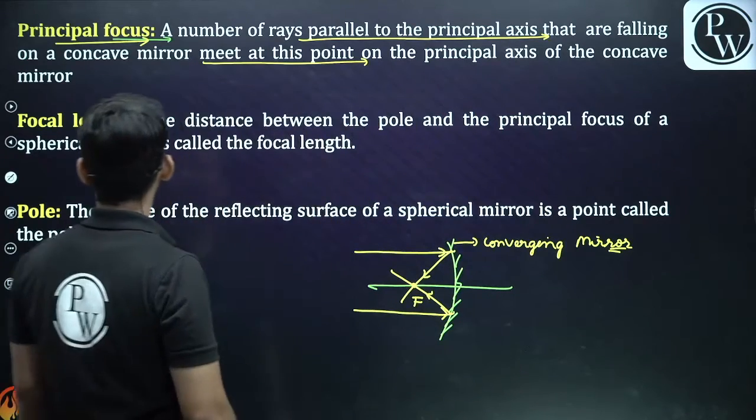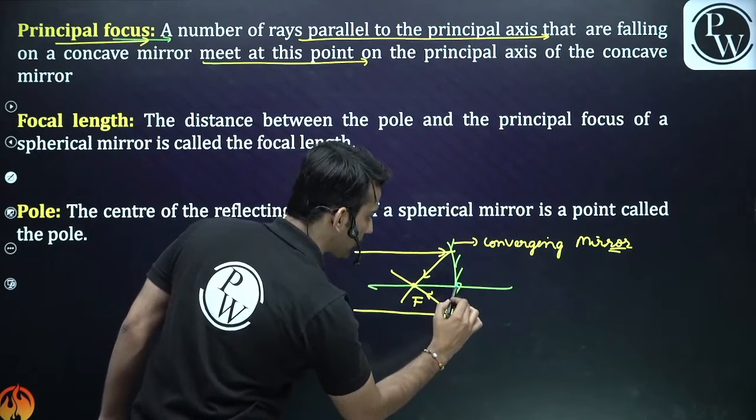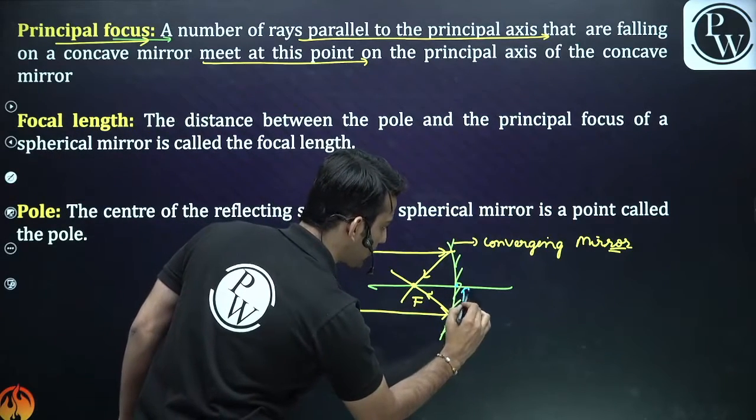Okay. Next is focal length. Focal length means, see, this is F, right? So focal length means this is the pole.